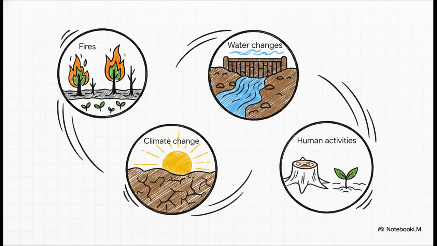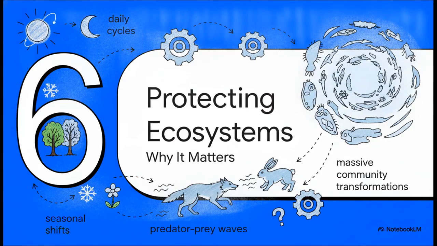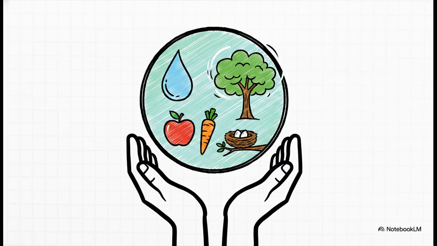Long-term climate change shifts the baseline temperatures and rainfall. And of course, human activities. Cutting down trees, planting new ones, building cities, we fundamentally reshape communities from what they were many years ago to what they are today. Which brings us to Section 6, protecting our dynamic ecosystems, and why understanding all of this actually matters. So, why does understanding these scientific concepts actually matter to you and me?